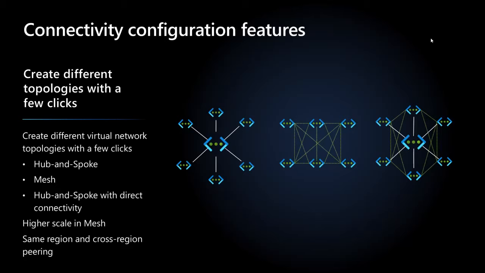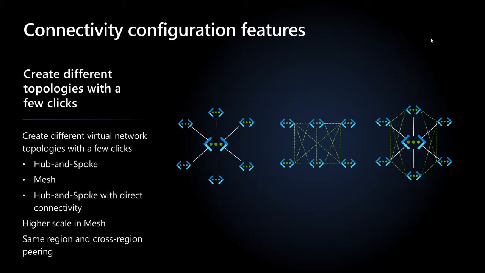Simply, you come to Network Manager and specify the network group that you want to have mesh, and you can click what kind of configuration you want to have for those network groups. Then you can create the connectivity for them. So we simplify the process.